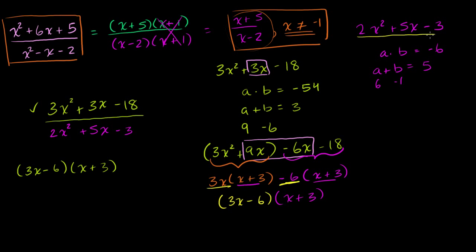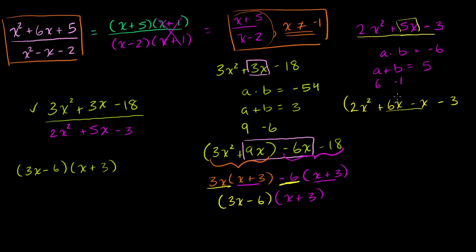So we can rewrite this up here as 2x squared, and I'll group the 6 with the 2x squared because they share a common factor. So plus 6x minus x. This is the same thing as 5x minus 3. I just had to find the numbers to split this 5x into. But 6x minus x is 5x.